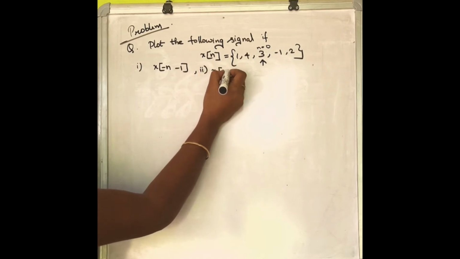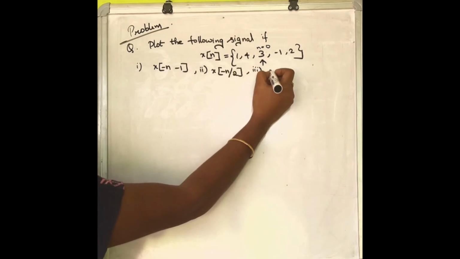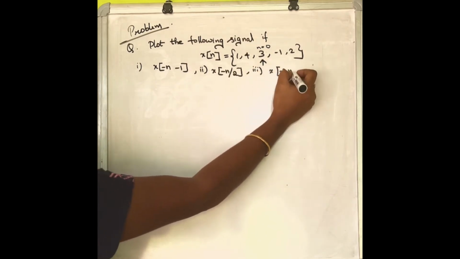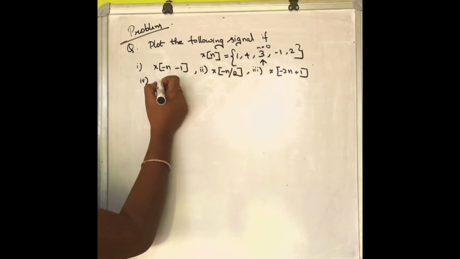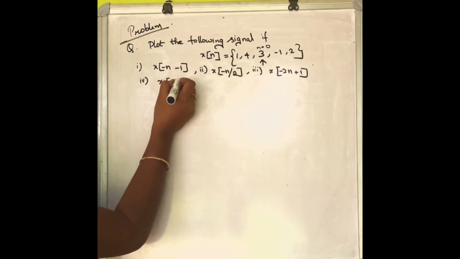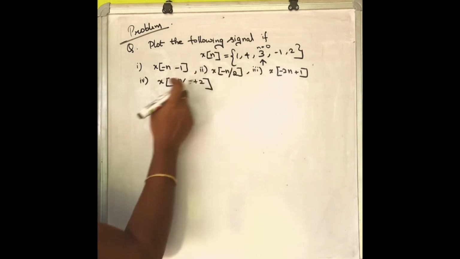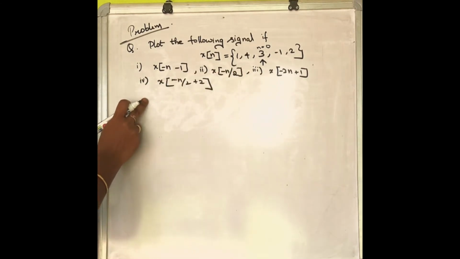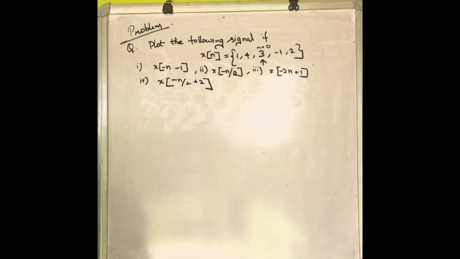x of -n by 2, x of -2n plus 1, fourth x of -n by 2 plus 2. So these are the 4 different things that are asked to do for the given problem x of n. Okay, so first thing you will take down the values.